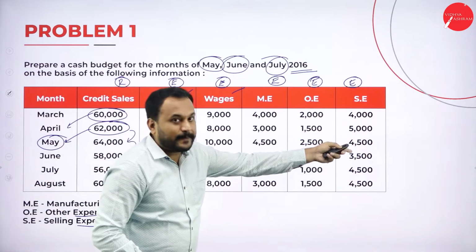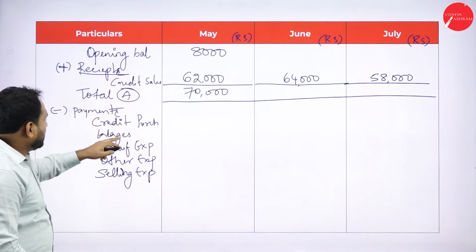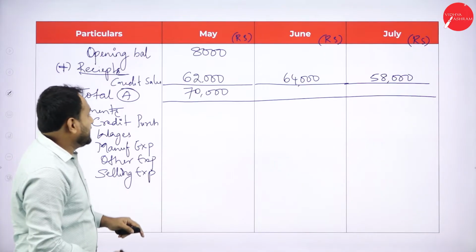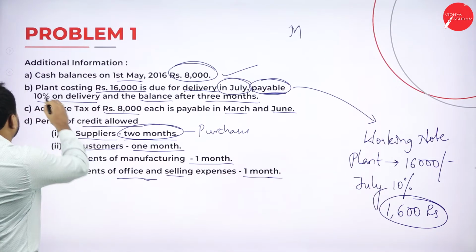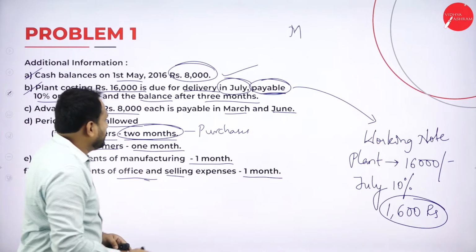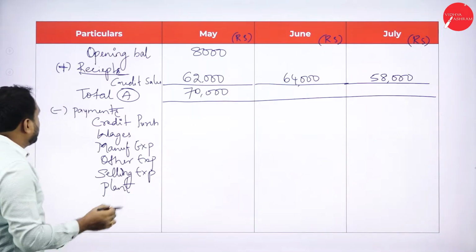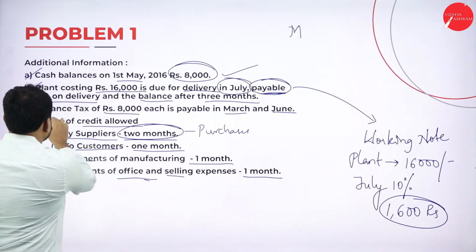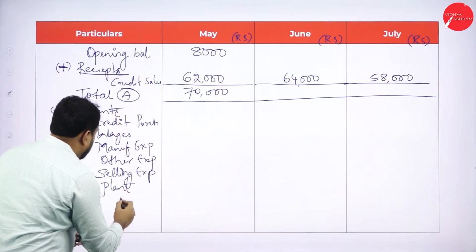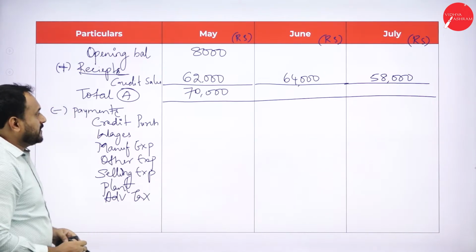From here it is all done. We have taken everything. Next here, after credit, wage, manufacturing, other expenses, in the additional information we have, what is that? Now cash we have taken. Now plant costing. So we'll write here plant. Then later we have advance tax. Now advance tax I'll write here, advance tax, right?